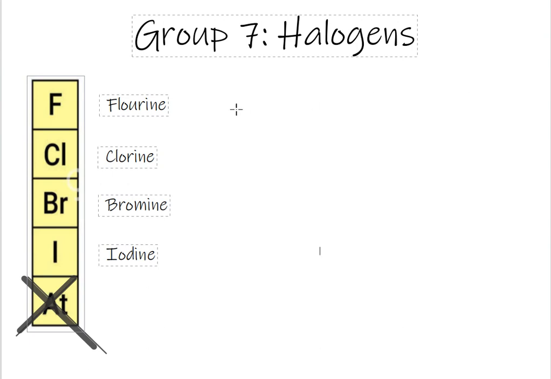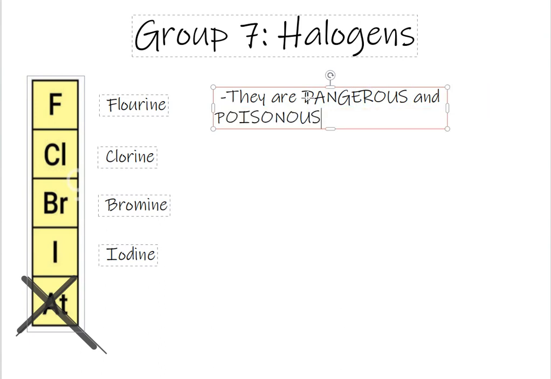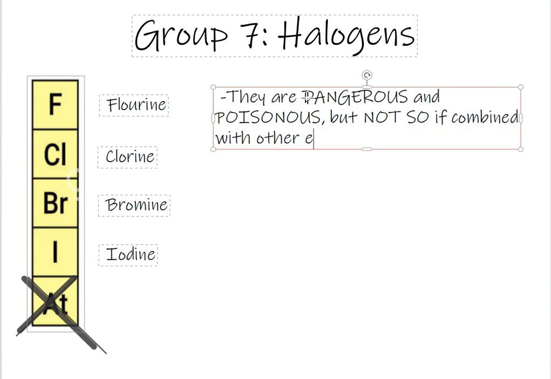And the halogens, a very useful thing to note is that they are dangerous and poisonous, but not so if combined with other elements to form compounds. And this compound thing is actually the ionic bonds we talked about before.